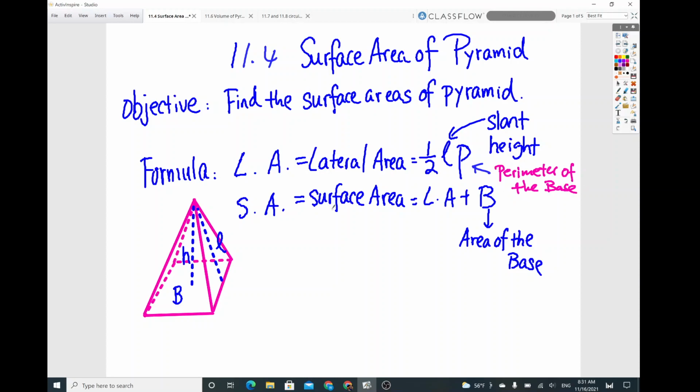So the surface area, again, is not just the lateral area, but you also want to add on the area of the base. The base could be a square base, a hexagonal base, any kind of geometric figure or polygon, or it could be a triangular base.